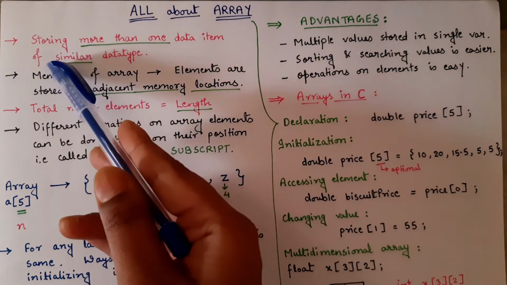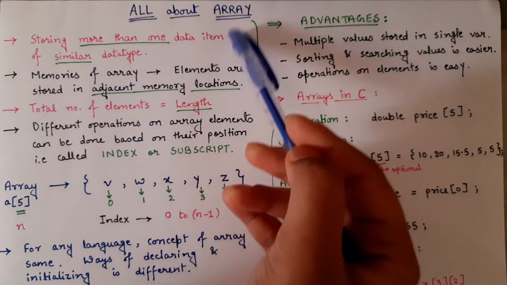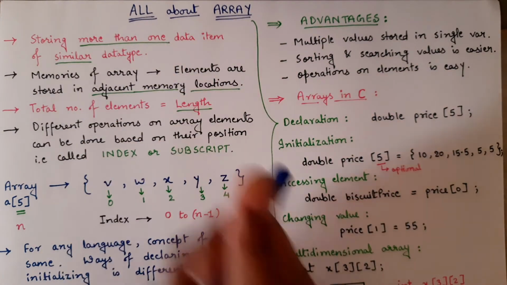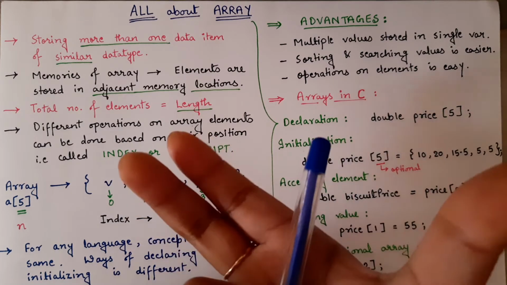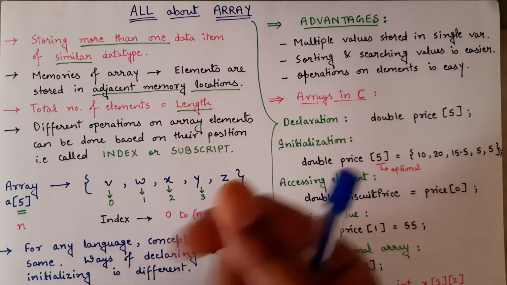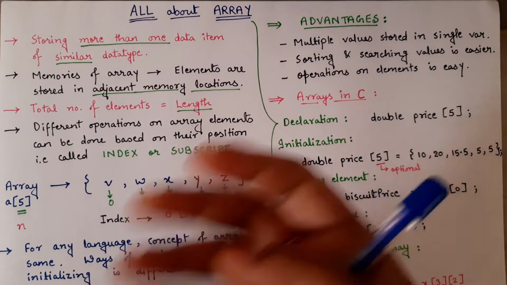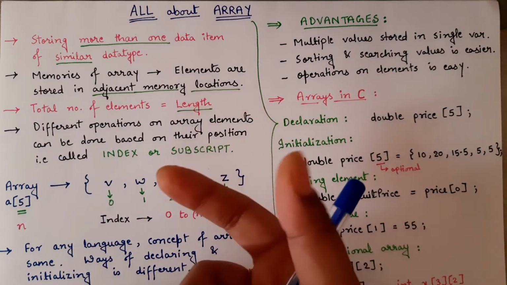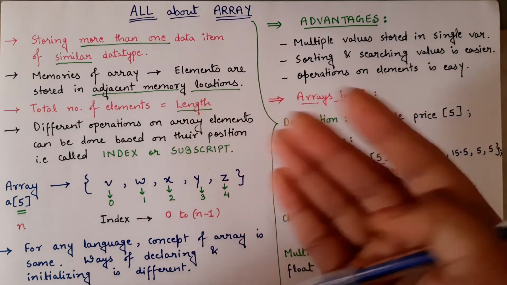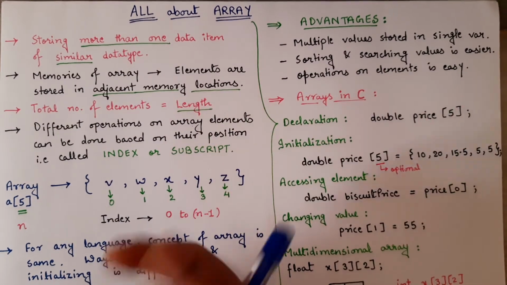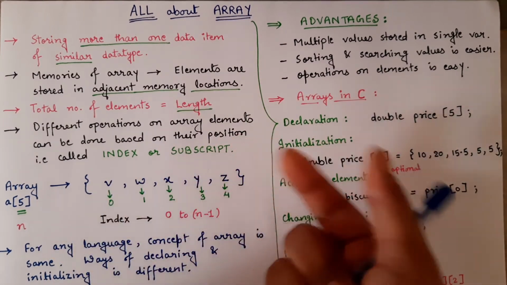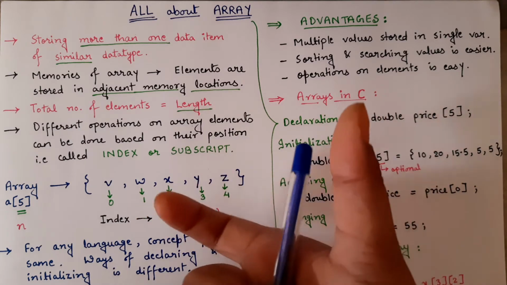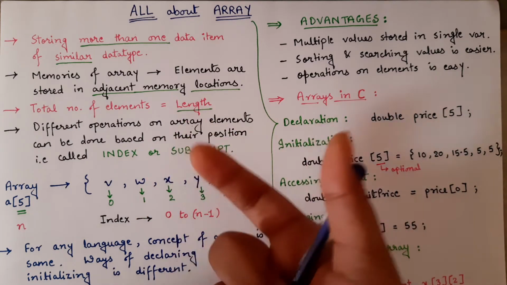Array is used for storing more than one data item of similar data type. So if you are having multiple data, let's say 10 numbers, 58, 67, 32, like this, that means you are having multiple data items of the same data type. All the numbers should be of integer type, and if you want to store these multiple data items, you can use array.